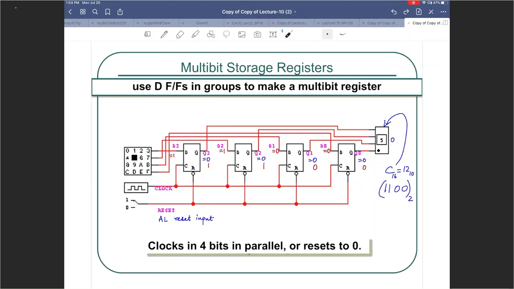All right, questions so far? What is a register? How do we make one simple register? How can I view a 4-bit register?